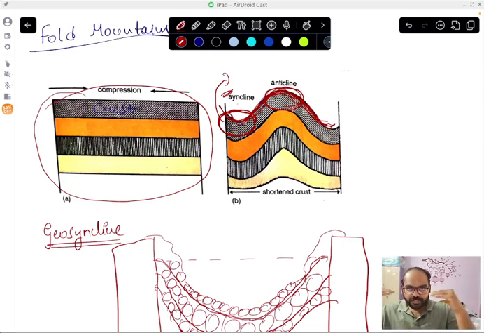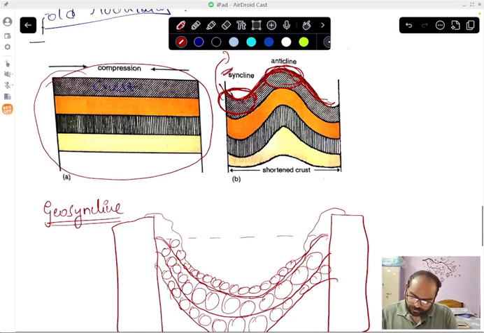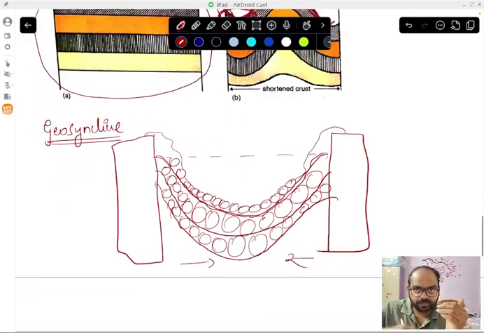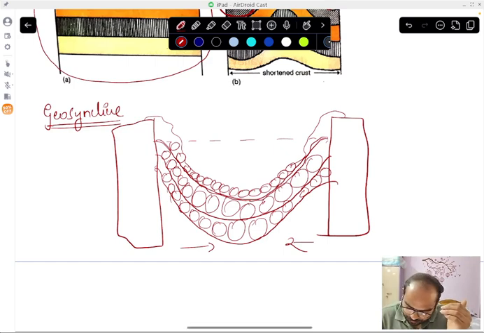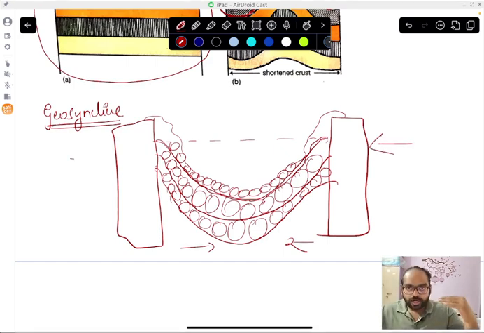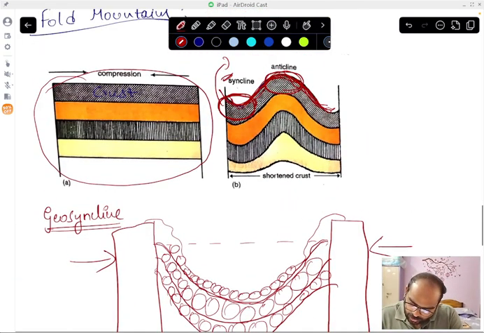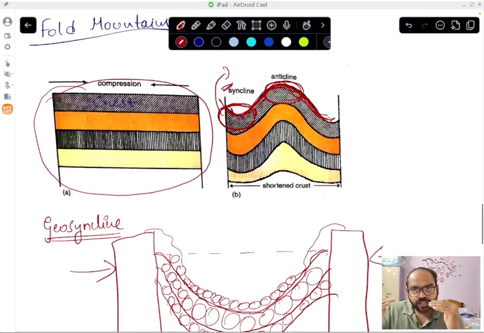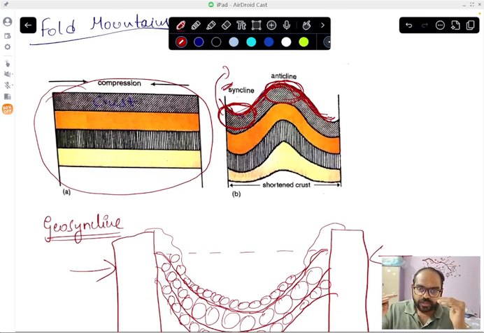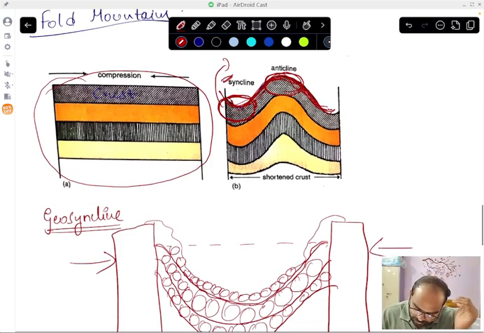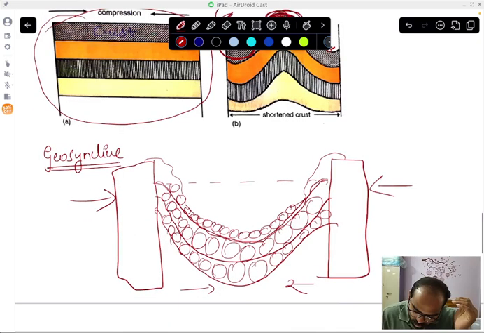Once they appear like that, compressional forces compress those sediments. Compressional forces compress these two continental blocks. When these two continental blocks get compressed, these sediments rise above and form folds, and due to gradual compression over a very long period of time, these folds will appear as fold mountains.